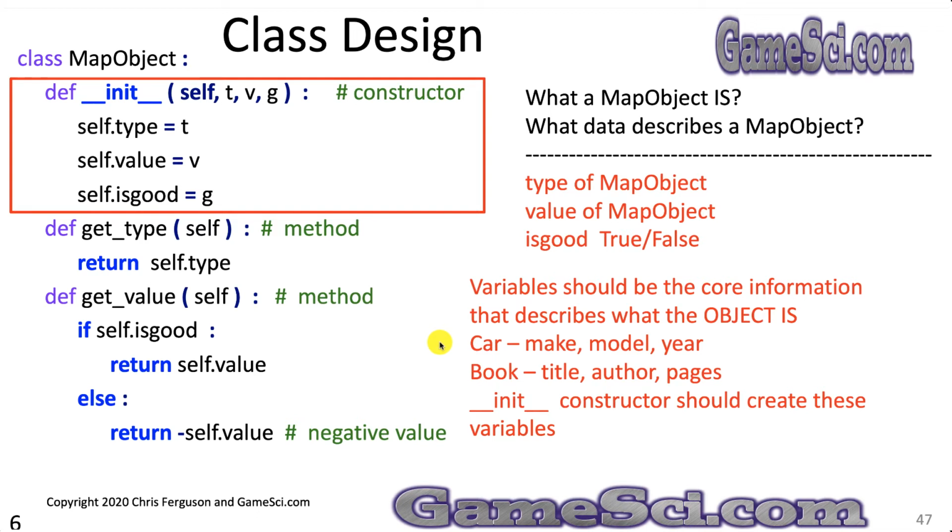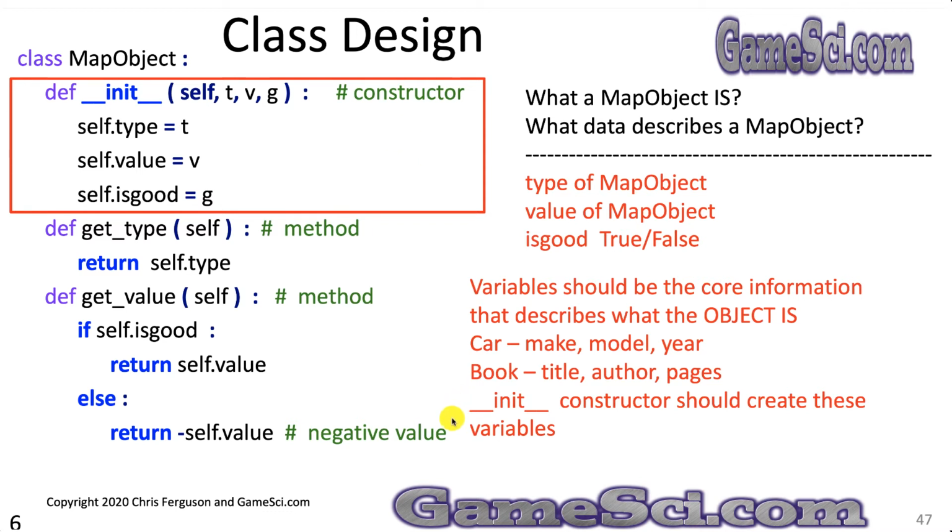What if I was building a car class? A car class, the make, model, and year would be important information that describes a car object. Those would be the variables of the car class. What if I was building a book object? A book has a title, an author, a number of pages of the book. This is the core information that describes a book. That should define the variables that you create in your constructor.